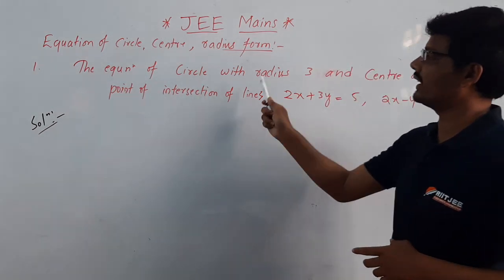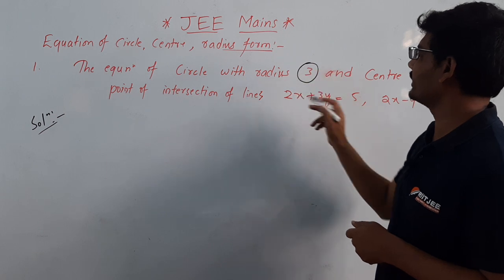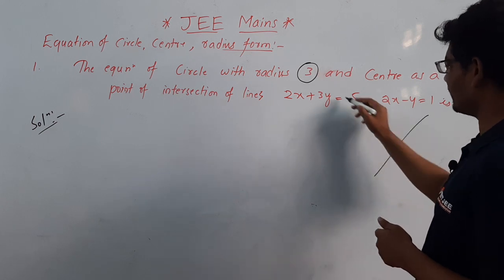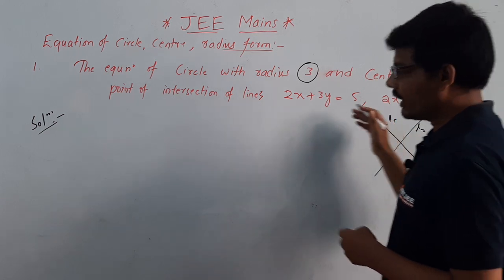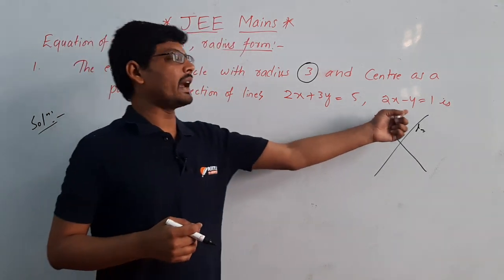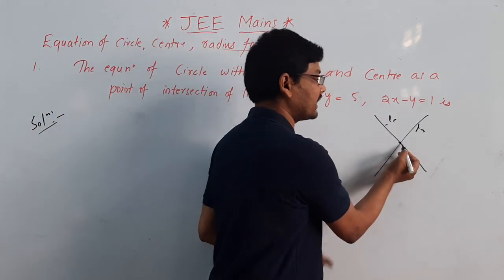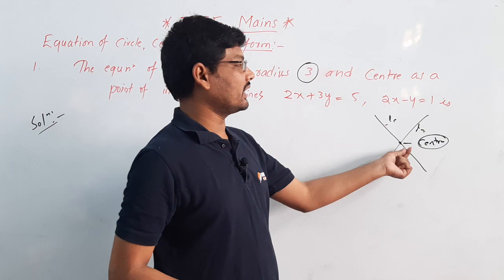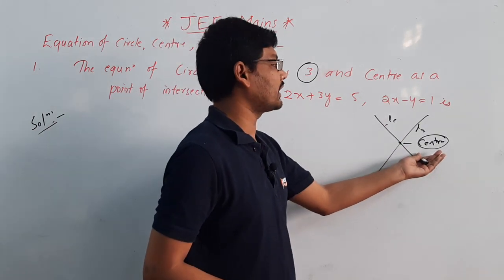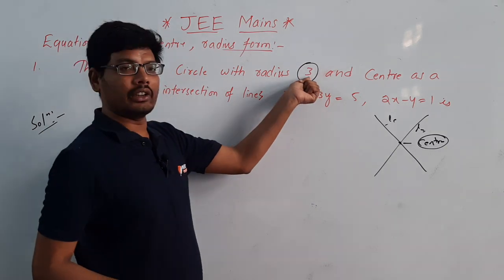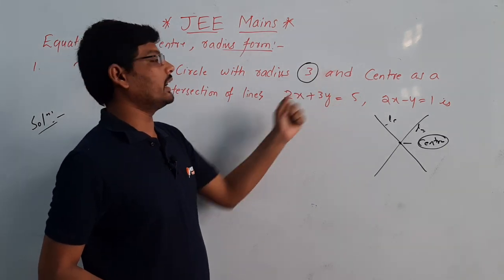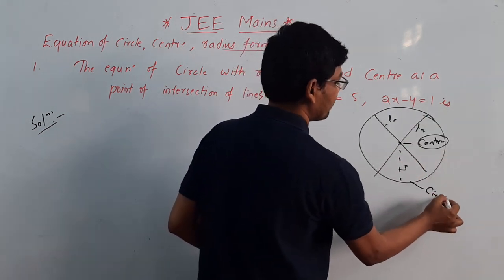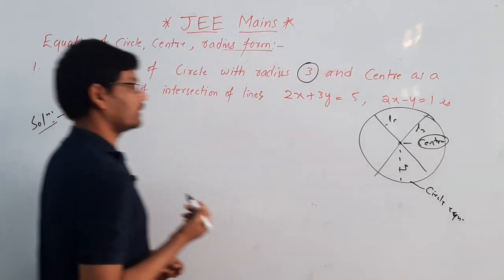The equation of a circle with radius 3 units and the center as the point of intersection of these two lines. This is L1 and this is L2, and by solving these two lines we will get the center. The point of intersection of these two lines is considered as the center of the circle. From this center, with a radius of 3 units, he is asking to find the circle equation.